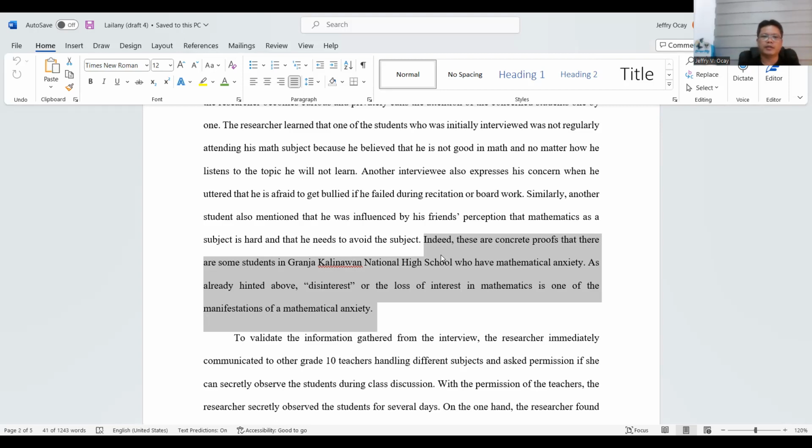opening paragraphs or the head of the cards. As I mentioned in the second part of this series of video lectures on how to write the background of the study, we need a proof because, as we all know, statements remain an assumption until we can provide some proofs. So take note that in the opening paragraph, we argue that there are indeed students in Granha Kalinawan National High School who are experiencing mathematical anxiety.